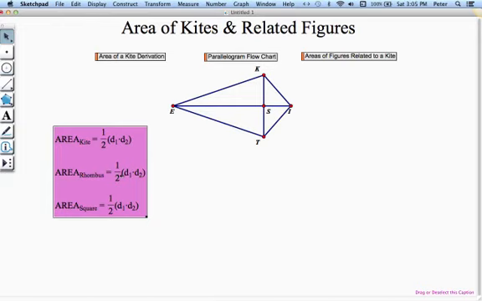Since a rhombus is also a parallelogram, we could use the parallelogram formula for area for a rhombus also. So that could be base times height, or just 1/2 the product of the diagonals. It all depends on the information you're given.